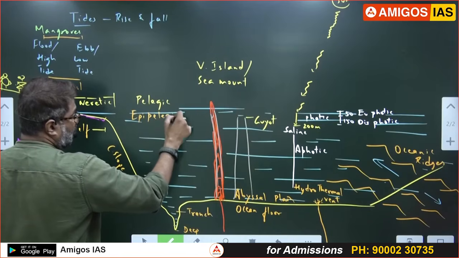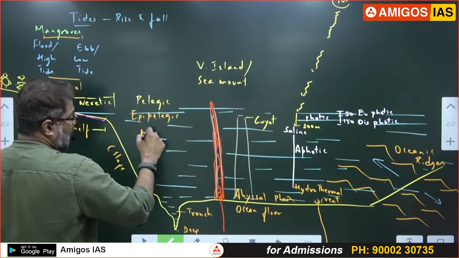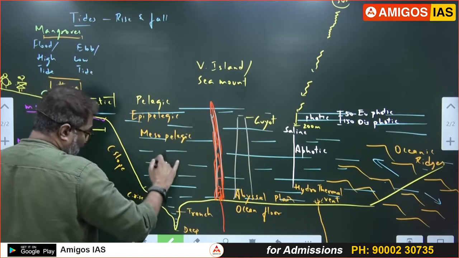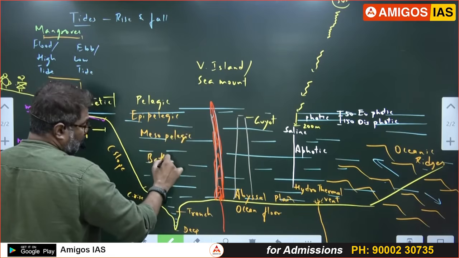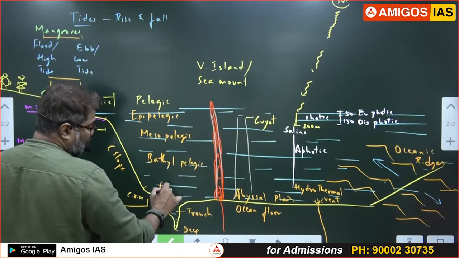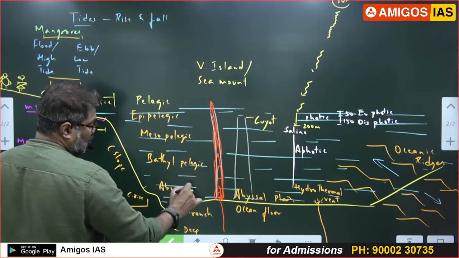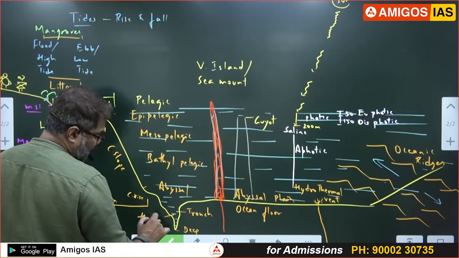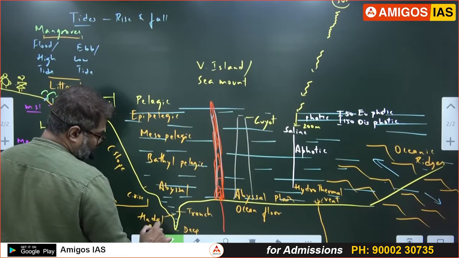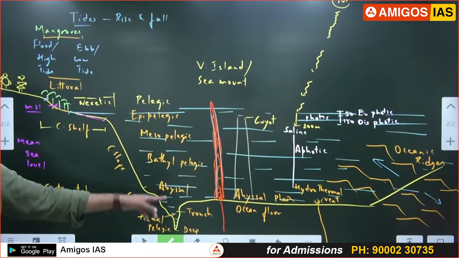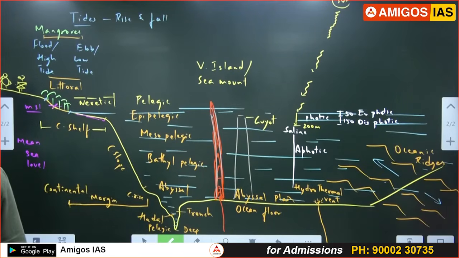Epipelagic zone. Further down, mesopelagic. Further down, bathyal pelagic. Bathyal means deep. This is called abyssal pelagic. This is called hadal pelagic. Hadal. There was hadal pelagic, abyssal pelagic, twice till now.